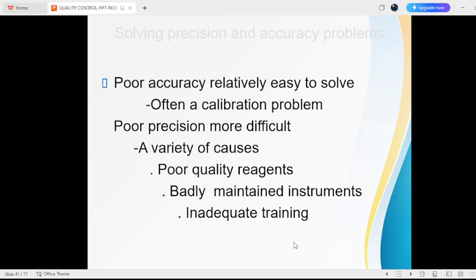Next, how we can solve precision and accuracy related problems. Poor accuracy is relatively easy to solve, often a calibration problem. So accuracy related problems we can solve with properly calibrated instruments. Poor precision is a little bit difficult to solve because a variety of causes can cause imprecision: poor quality reagents, badly maintained instruments, or inadequate training.